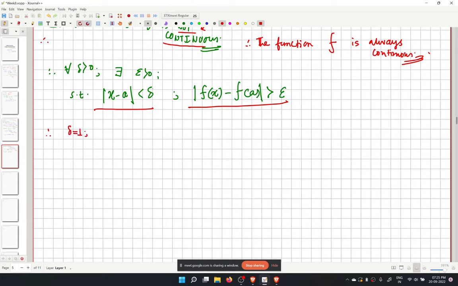So if this is not continuous at x equal to a, then what will we have? We will have that |x minus a| less than 1, then there exists an epsilon greater than 0 such that |f(x) minus f(a)| is greater than epsilon. Again, let us take this to be half. Let us say n equal to 1, this is n equal to 2. n equal to 2 implies delta is half.